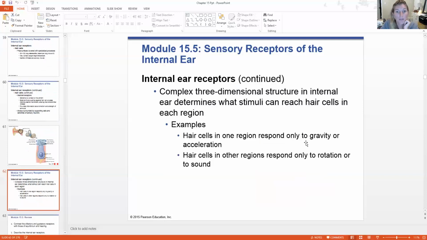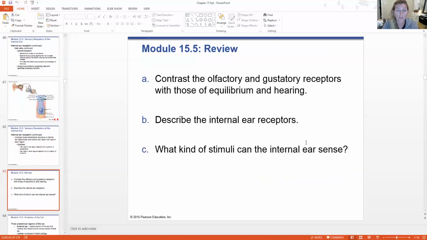So let's talk about these receptors. They are very three-dimensional structures, and basically the structure of this three-dimensional space is going to determine which stimuli can reach those hair cells in each region. So hair cells in one region are only going to respond to gravity or acceleration. Hair cells in another region are only going to respond to rotation or sound. So they're all specialized and compartmentalized based on the category of movement or sound that they're responding to. You can pause the video here and go back and answer these 3 questions.